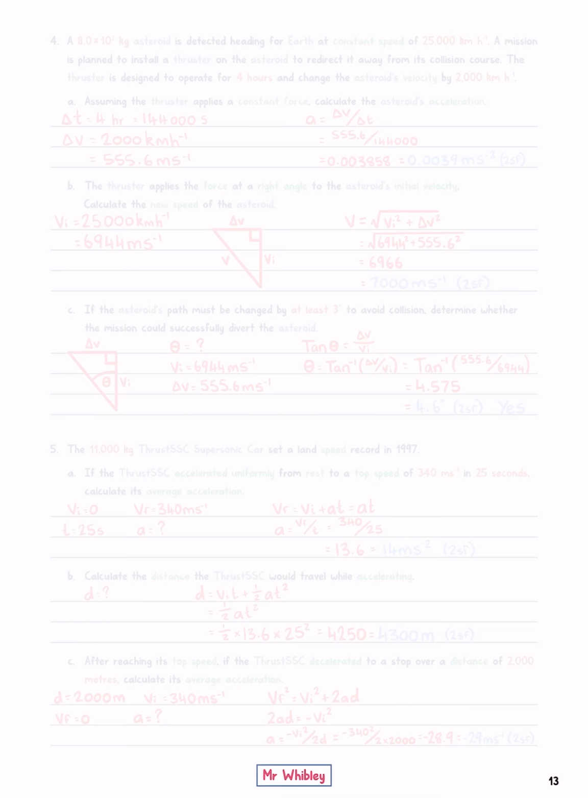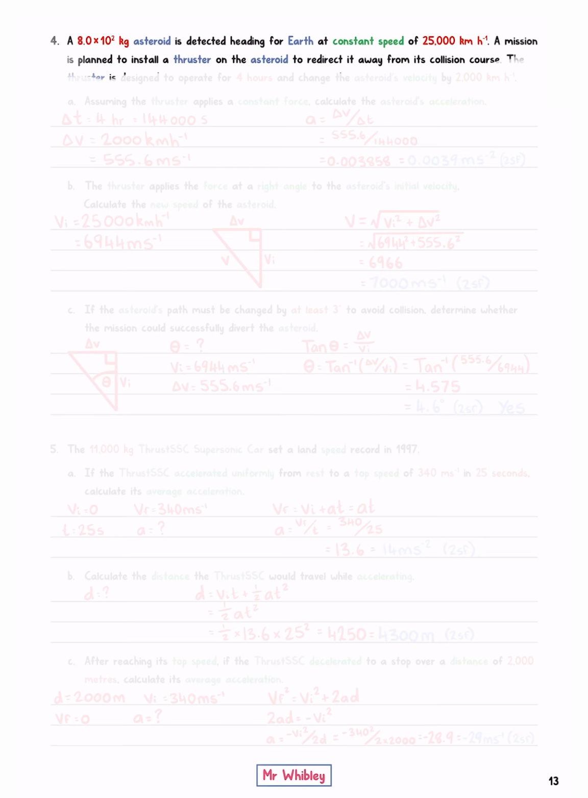Question 4. An 8 times 10 to the 2 kilogram asteroid is detected heading for Earth at a constant speed of 25 kilometers per hour. A mission is planned to install a thruster on the asteroid to redirect it away from its collision course. The thruster is designed to operate for 4 hours and change the asteroid's velocity by 2,000 kilometers per hour. Assuming the thruster applies a constant force, calculate the asteroid's acceleration.